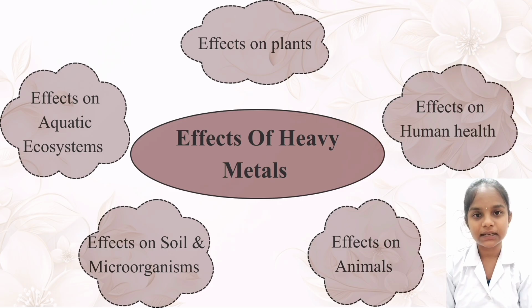The effects on aquatic ecosystem. When heavy metals enter water bodies through industrial discharge or surface runoff, they contaminate rivers, lakes and groundwater. Effects on animals. Animals are exposed to heavy metals through contaminated food and water. These metals accumulate in their tissues over time and may damage vital organs such as liver and kidneys. Heavy metals also pose serious risks to human health. Lead can impair brain development, especially in children. Mercury affects the nervous system, while cadmium damages the kidneys and bones.